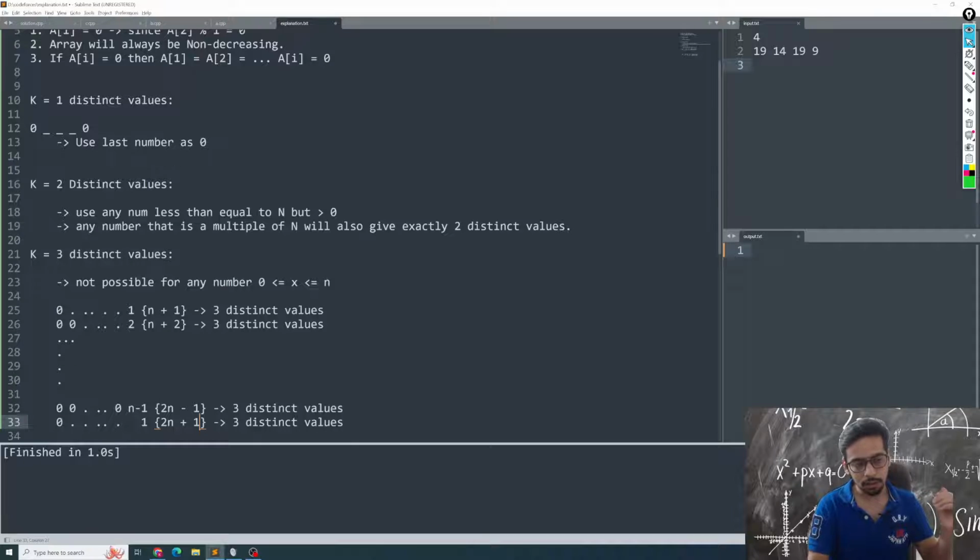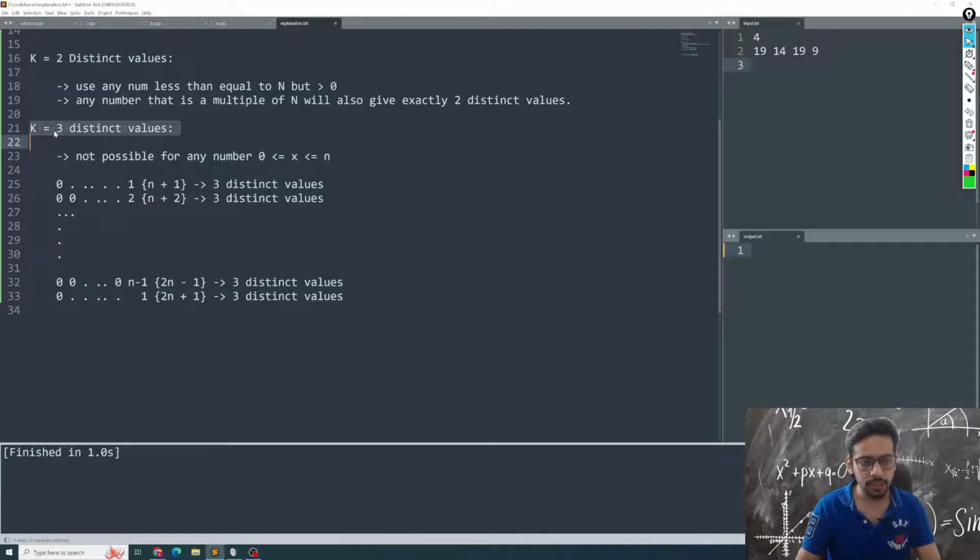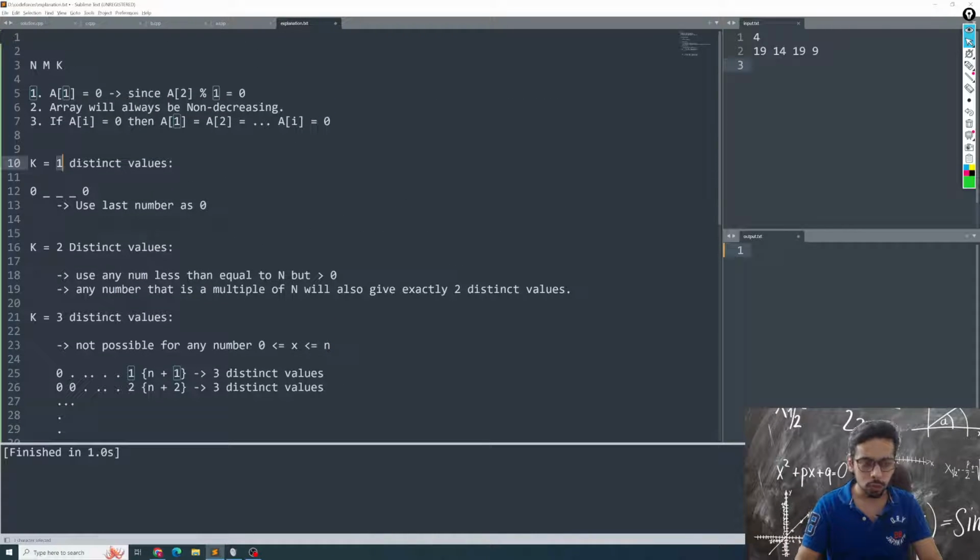So anything following starting from here, you can see the pattern. It will always give k equal to 3 distinct values if x is greater than n but not a multiple of n, and no other value of k is possible. K equal to 1, 2, 3, nothing else is possible, and that's all.